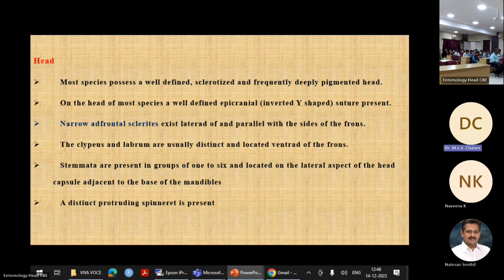These two sclerites have taxonomic importance in identification. Apart from that, you will observe the clypeus as well as the labrum, and the stemmata are present. The number of stemmata always varies. They may be from 1 to 6, located on the lateral aspects of the head, and we will observe a distinct protruding spinneret. Next slide, please.